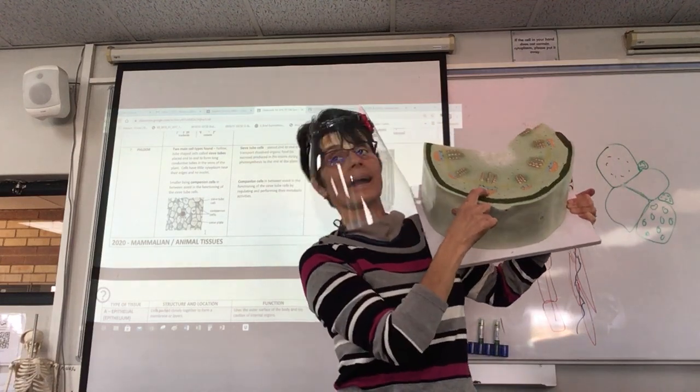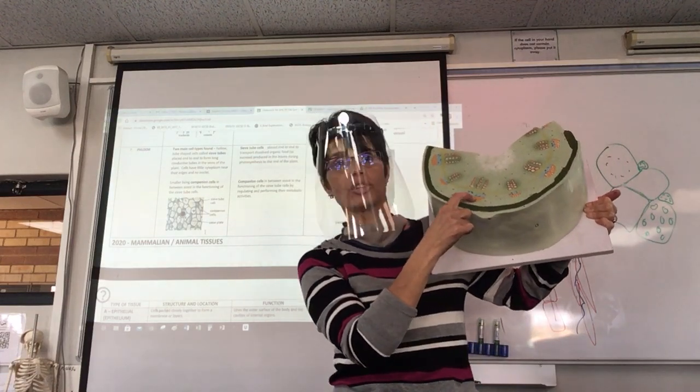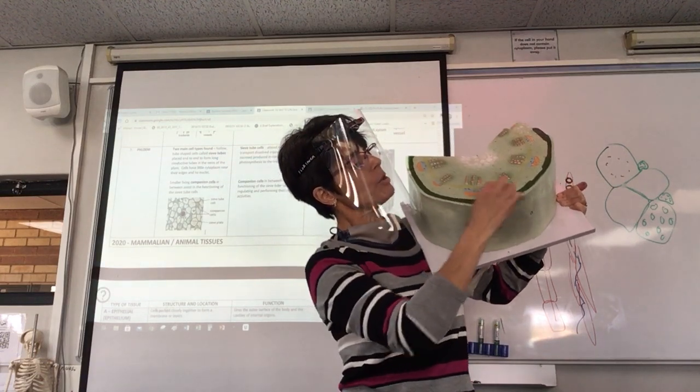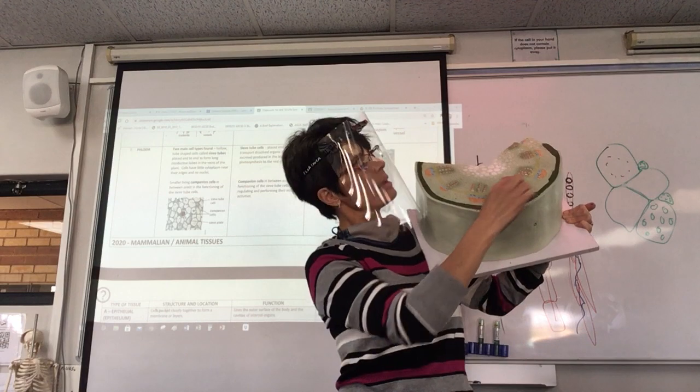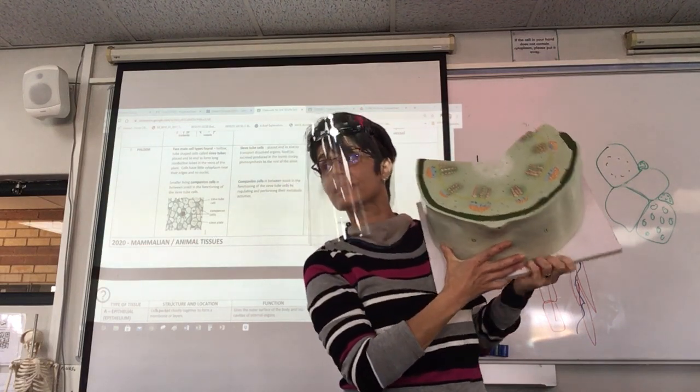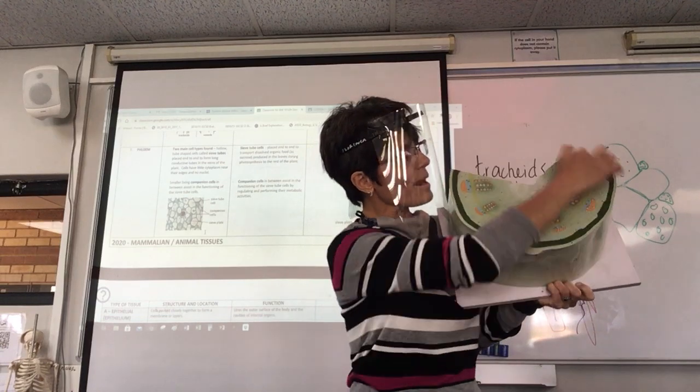Okay, on the outside, there could be strengthening tissue. What type? Sclerenchyma. Then the blue. Phloem. Then the yellow. Meristematic. But it's not always in a ring like this.